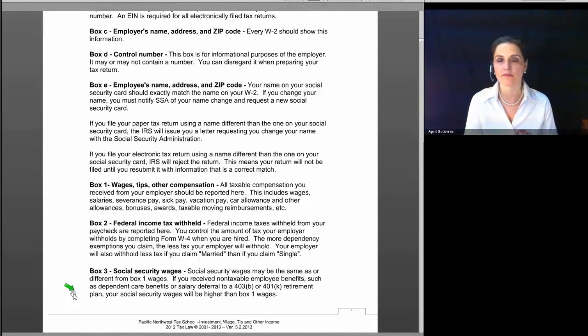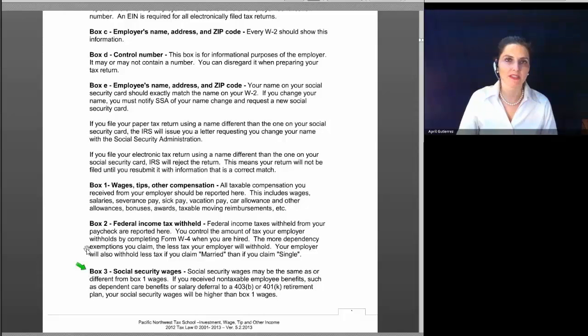A good example would be where you've made a salary deferral to a 401k plan. The 401k contribution is exempt from income tax, and therefore it would be a reduction to the amount appearing in Box 1, but it is not exempt from Social Security tax, and therefore the Social Security wage box will be higher than Box 1. And there are certain situations where Box 1 can be higher than Box 3, but normally it's Box 3 that's higher than Box 1 at the lower income levels.